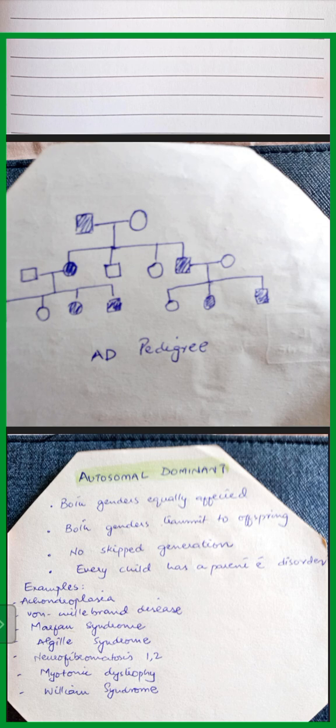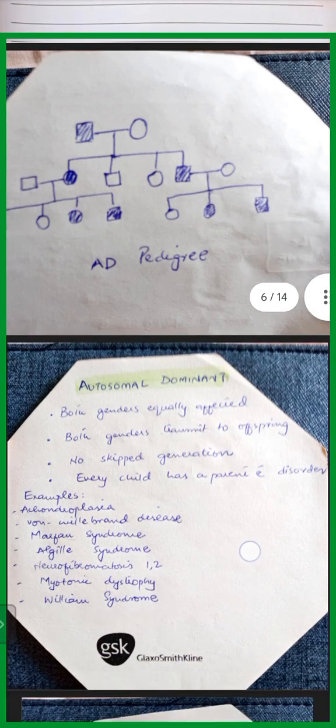What are the examples of autosomal dominant? Achondroplasia, von Willebrand disease, Marfan syndrome, Alagille syndrome, neurofibromatosis 1 and 2, myotonic dystrophy, and Williams syndrome. I have a mnemonic that I will share at the end for memorization of these examples.